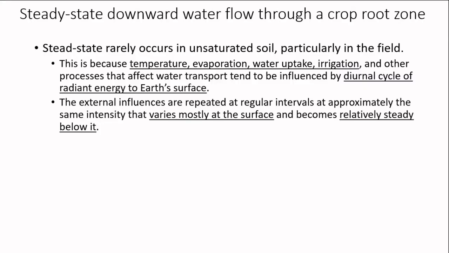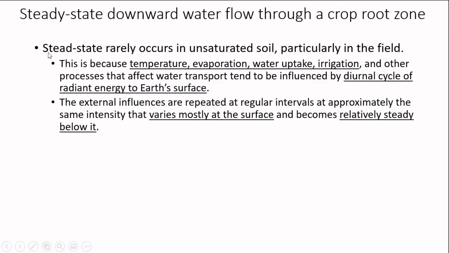Alright, now let's look at the steady state downward water flow through a crop root zone. The steady state rarely occurs in unsaturated soil, particularly in the field. This is because temperature, evaporation, water uptake, irrigation, and other processes that affect water transport tend to be influenced by diurnal cycles of radiant energy to Earth's surface. Imagine that the soil surface is cold in the morning, becomes very warm in the afternoon at 12 noon, and then becomes cold again at night. So that's the diurnal change, daily changes from cold to warm and warm to cold again.